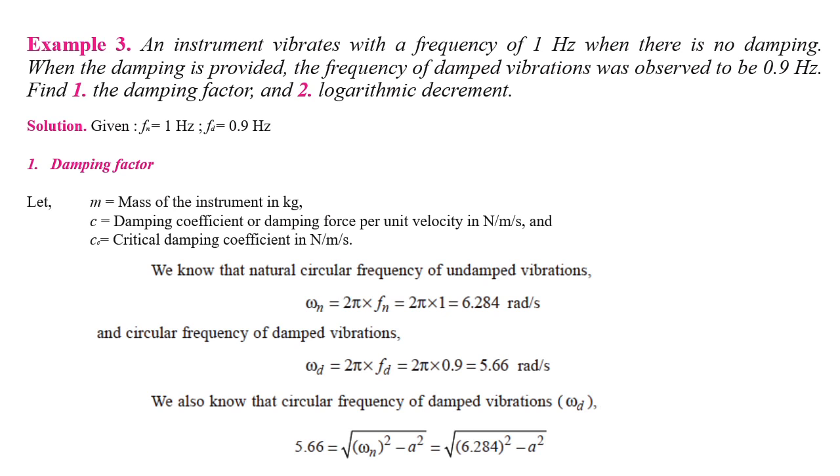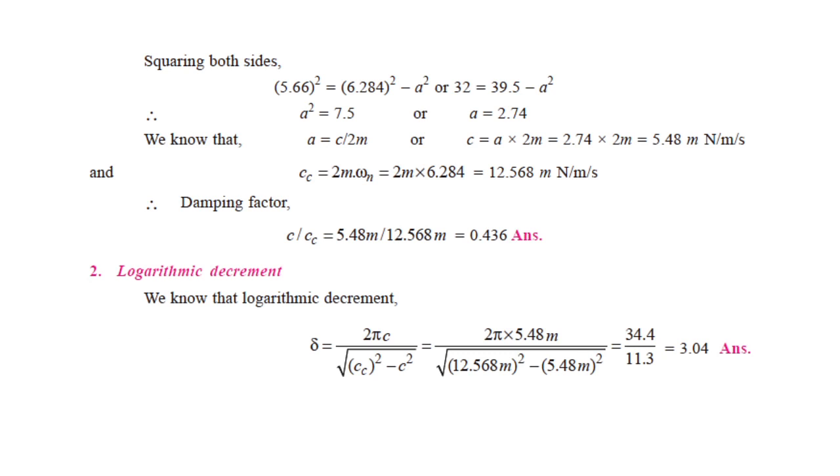Now, the first condition given in this problem is that the natural frequency without damper is 1 Hz. We know that the natural circular frequency of undamped vibration, omega n, is equal to twice pi into fn. Therefore we get the value of omega n as 6.28 radian per second. The circular frequency of damped vibration omega d is equal to twice pi into fd, because fd is equal to omega d upon twice pi. We get omega d as 5.66.